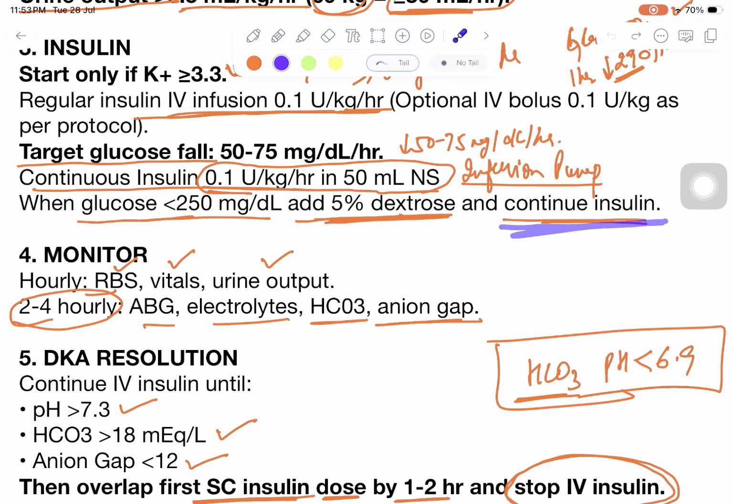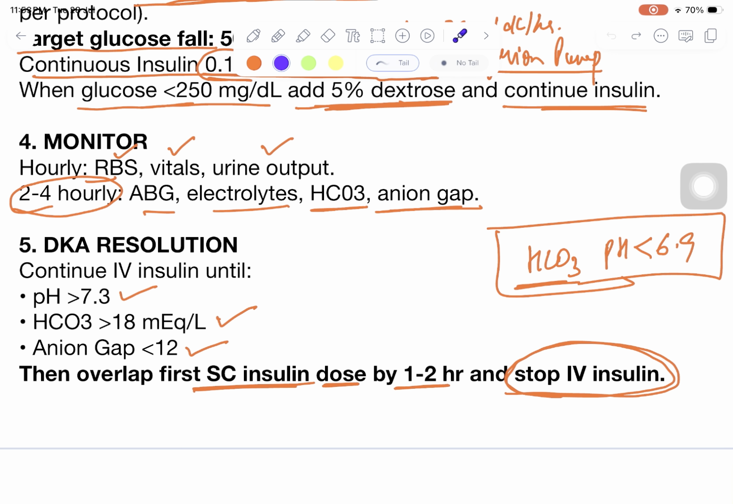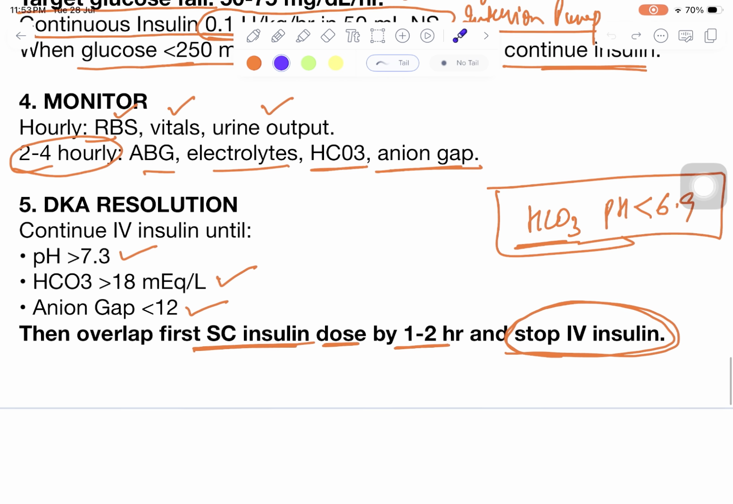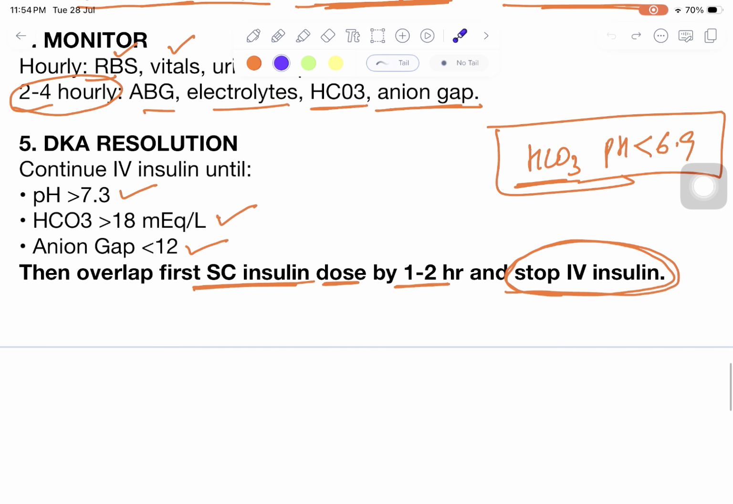So you have to monitor RBS, vitals, urine output hourly, and ABG, electrolytes, bicarbonates, and anion gap after every 2 to 4 hours. You should know that DKA has resolved when pH is more than 7.3, bicarbonate is increased more than 18 milliequivalent per liter, and anion gap is less than 12. Then you should overlap the first subcutaneous insulin dose by 1 to 2 hours. Then you should stop the IV insulin.